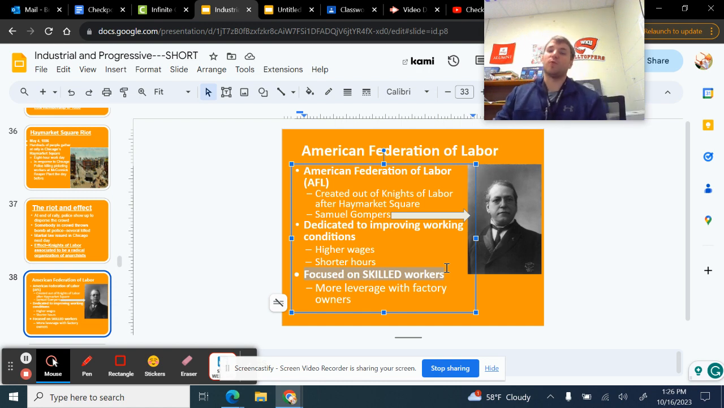And here's an example of what I'm talking about. Again, skilled workers could mean a plumber or a welder, anything that you need a certificate for or training for. It's a special skill that you have and not everybody has.